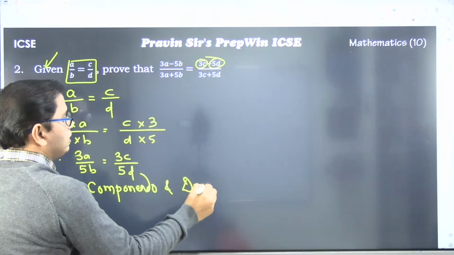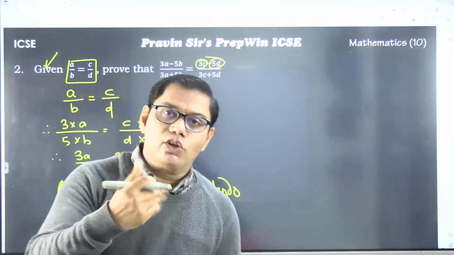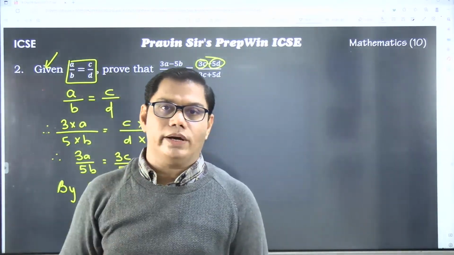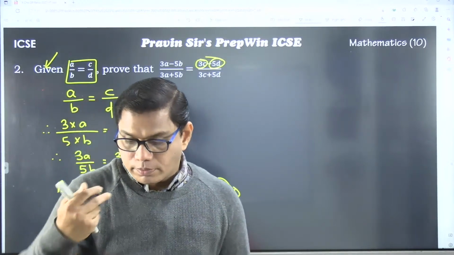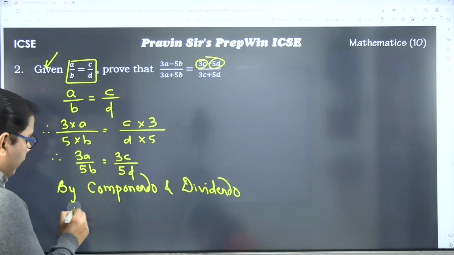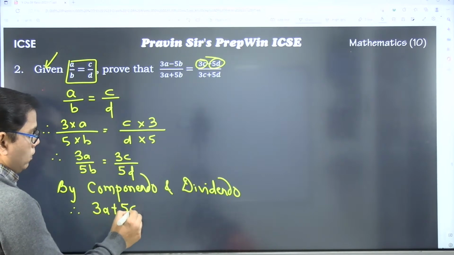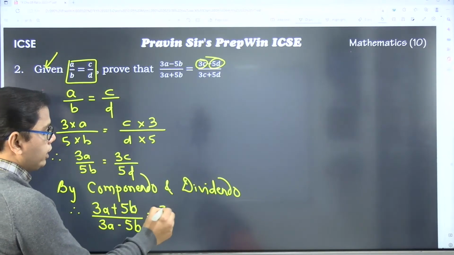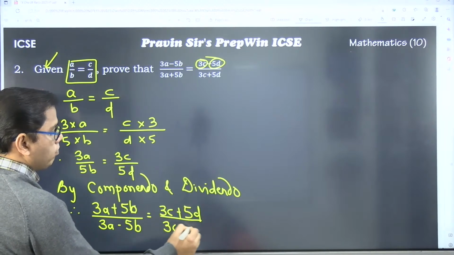Componendo and dividendo is the property which you use most of the time. And one more thing I'll tell you: if you get stuck somewhere in this chapter, ratio and proportion, and don't understand what to do, just use the property of componendo and dividendo. So what do I get? I get 3a plus 5b upon 3a minus 5b is equal to 3c plus 5d upon 3c minus 5d.